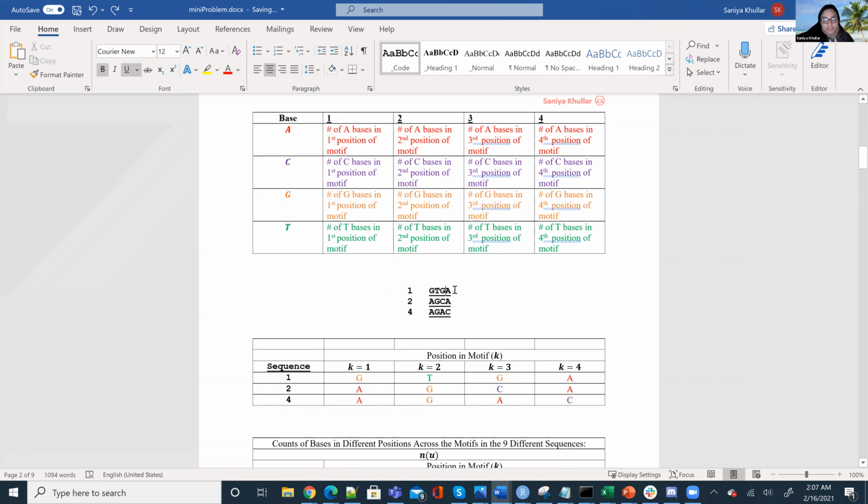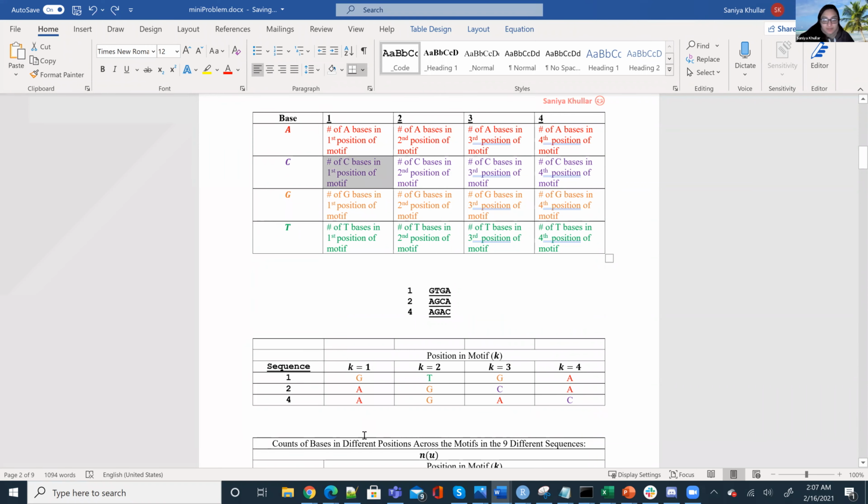So G, T, G, A. And this is again how we can break them apart: A, G, C, A, and A, G, A, C. So what we're going to do now is take the number of A bases in the first position of the motif. It's going to be 2 because we have 2 of these A's here.